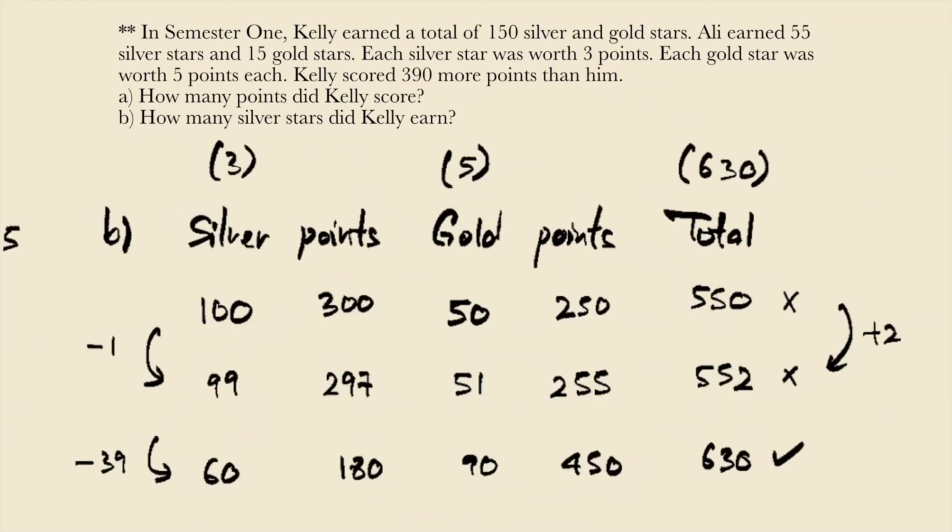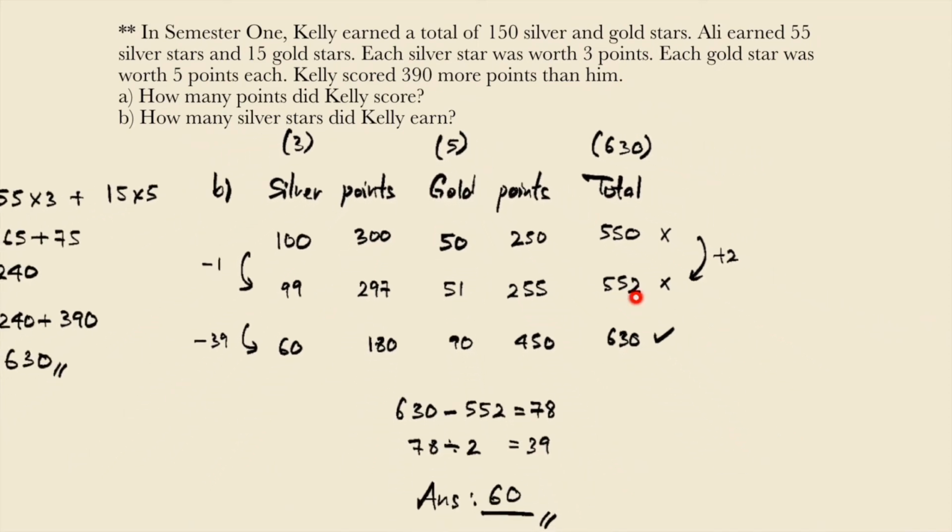So now that we know Kelly's points is a total of 630, let's guess the number of silver and gold stars she had. So bearing in mind the total is 150 and we are looking for 630. So first guess, total of 550, that's too few points. So we need to increase the number of golds by 1 and decrease the number of silvers by 1, giving us 552. So that's an increase of 2 points in total.